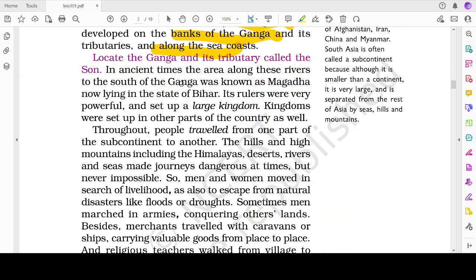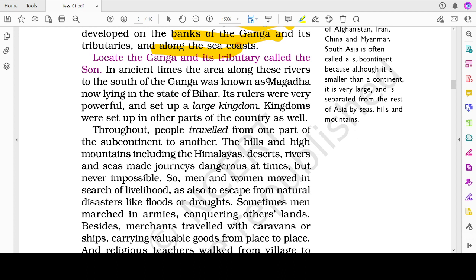In ancient times, the area along these rivers to the south of the Ganga was known as Magadha, now lying in the state of Bihar. Actually, during the ancient times, there were many different small kingdoms. That was not India at all. There were very small kingdoms like Magadha, the Vatsa, a variety of kingdoms. There were 16 Mahajanapadas, and one of them was Magadha, which flourished greatly.